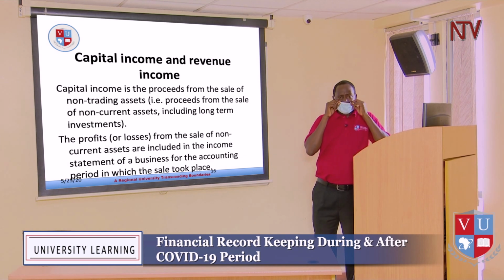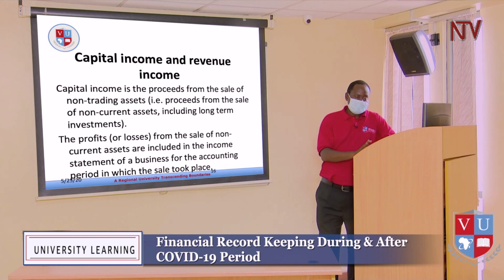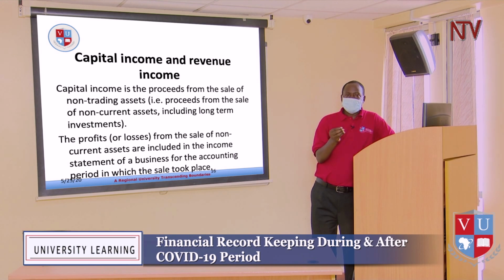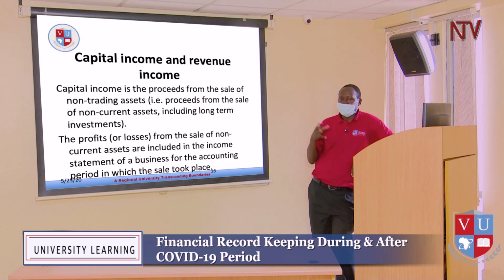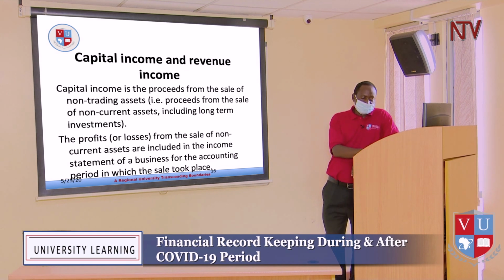You may also sell a non-current asset in the period, and you sell it at less than the written down value of that asset. If it had been written down to 10 million and you sell it at 8 million, that loss you have made on the sale of that non-current asset is put in our income statement as an expense for that period when the sale has taken place.